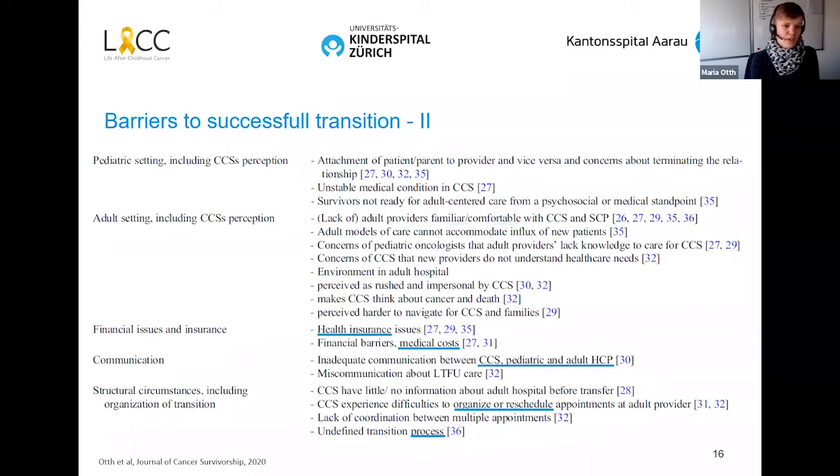Also, having questions and not being sure about health insurance and how it will continue with the medical costs, that can be a barrier. And also mentioned by survivors, when they think that there's not good communication between the physicians, the pediatric and the adult setting, that's a barrier.